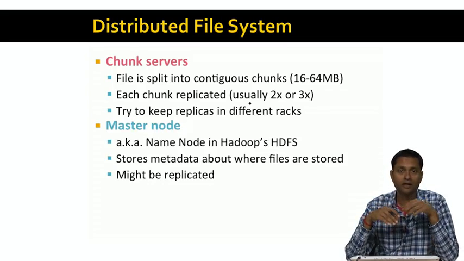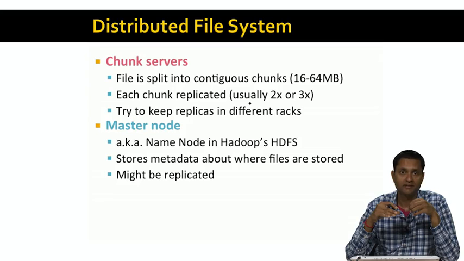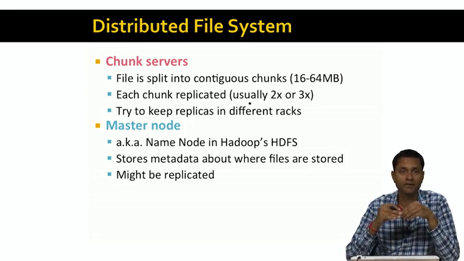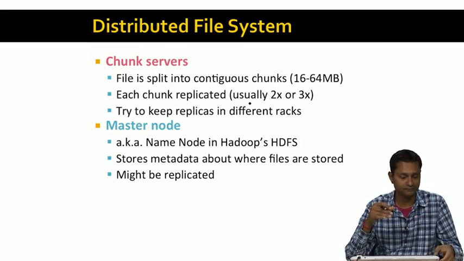The second component of a distributed file system is a master node. It's called the master node in the Google File System, and it's called the name node in Hadoop's HDFS. The master node stores metadata about where the files are stored. For example, it will know that file 1 is divided into 6 chunks, and here are the locations of each of the 6 chunks, and here are the locations of the replicas. And the master node itself may be replicated, because otherwise it might become a single point of failure.